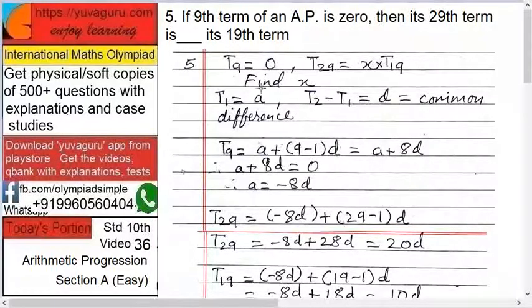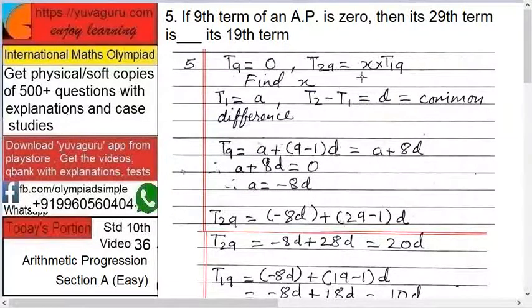Now let T1 equal A, the first term, and common difference equals D, T2 minus T1. Therefore T9 equals what? A plus 9 minus 1 into D, right? So A plus 8D. But T9, you know, is 0. Therefore A plus 8D equals 0. Therefore A equals minus 8D. Now we got the relationship between A and D.